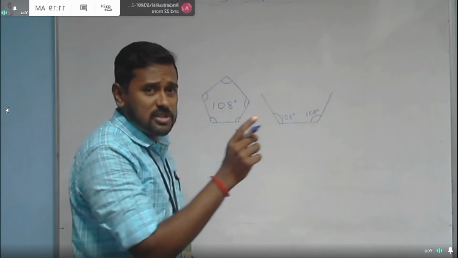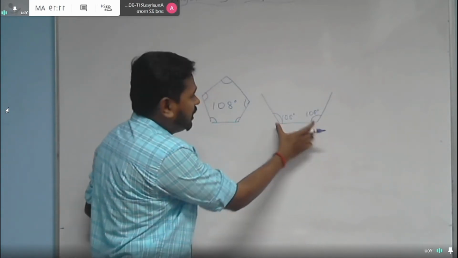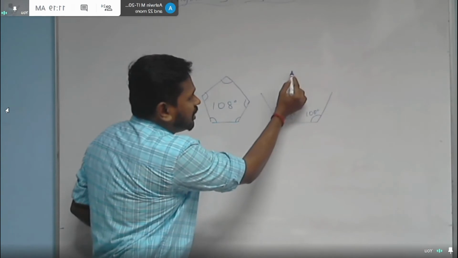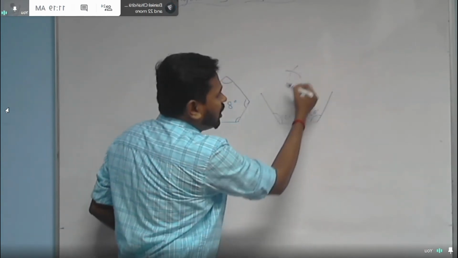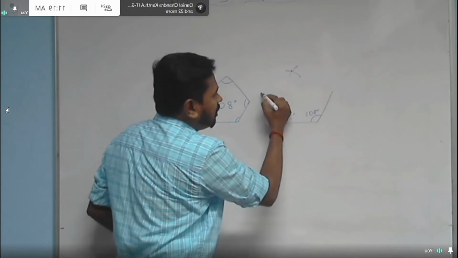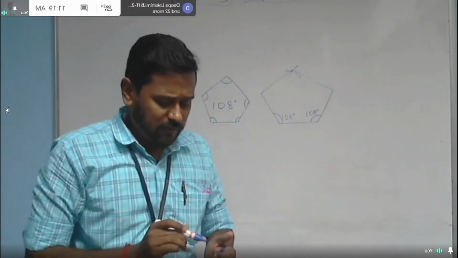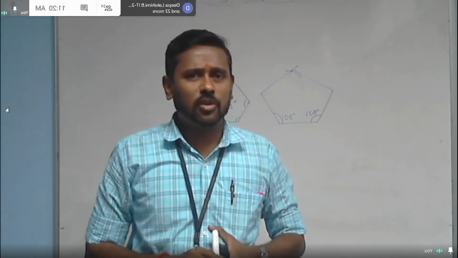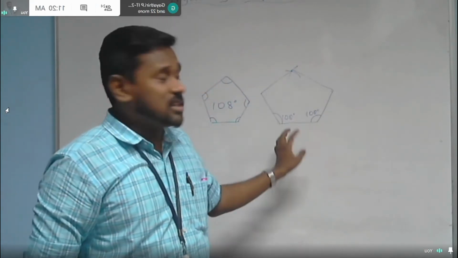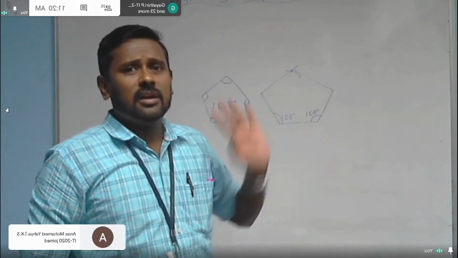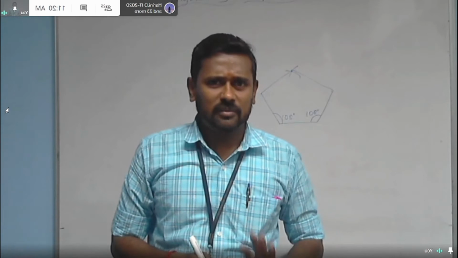Load your compass with the distance equal to the side length of the pentagon. From this end cut one arc here, and from that end cut one more arc here. You can find the terminal point and easily join. So this is the simplest method for drawing the pentagon using the included angle. You need not take 108 degrees 5 times; just 2 times, and then you can finish the drawing of the pentagon. This is one very simple method.